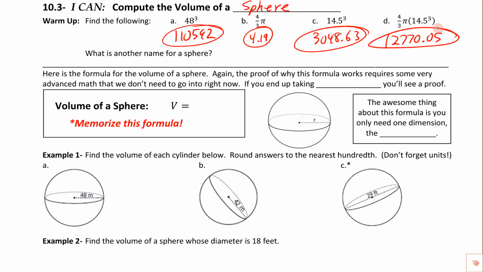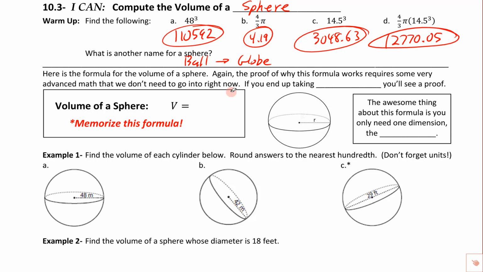There's our warm-up. Now, one last question here. What is another name for a sphere? So I've got some examples of spheres down below. So you could call it a ball, or you could call it a globe or something like that. So a sphere is a fancy word for a globe or a ball. It's a perfectly three-dimensional circle.